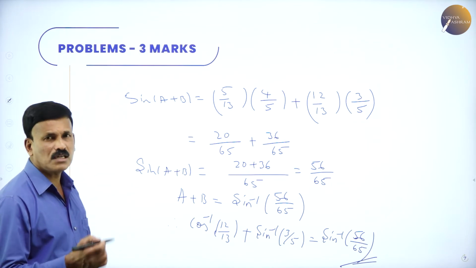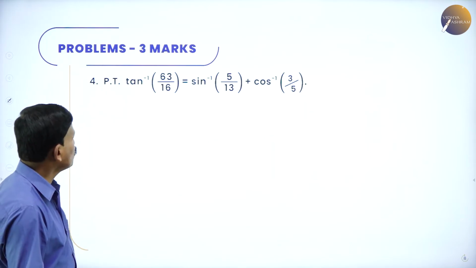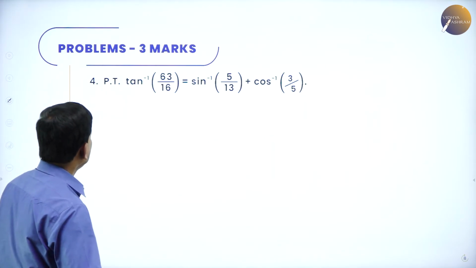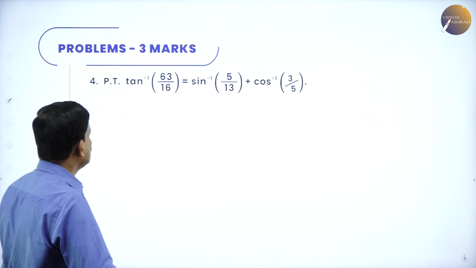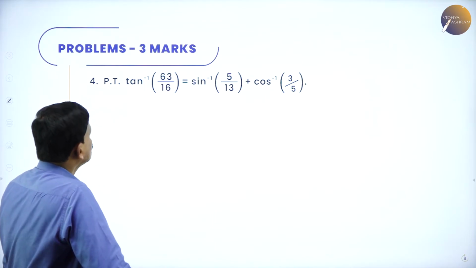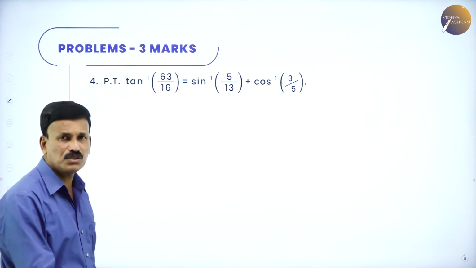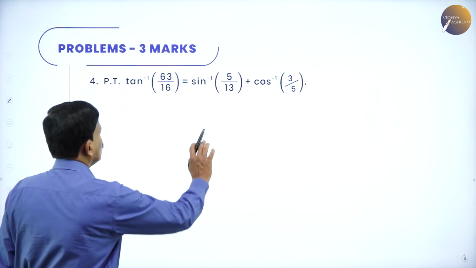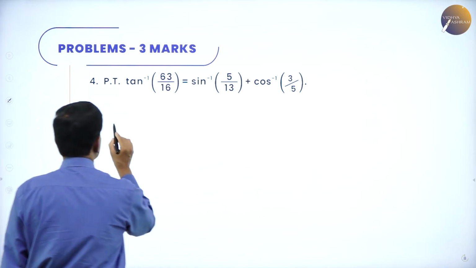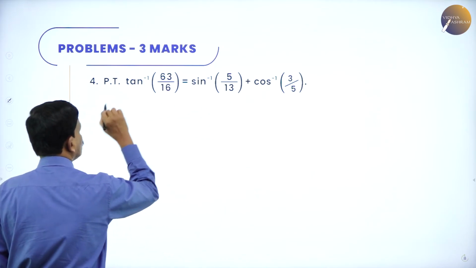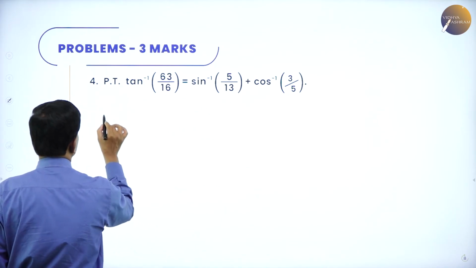Okay. Now, let's come to the next problem. Same type. What is given here? Tan inverse of 63 by 16 is also equal to sin inverse 5 by 13 plus cos inverse of 3 by 5. This is to be proved. Now, let us consider this as A and B. Convert it into tan. That's it. Now, let us come to this.